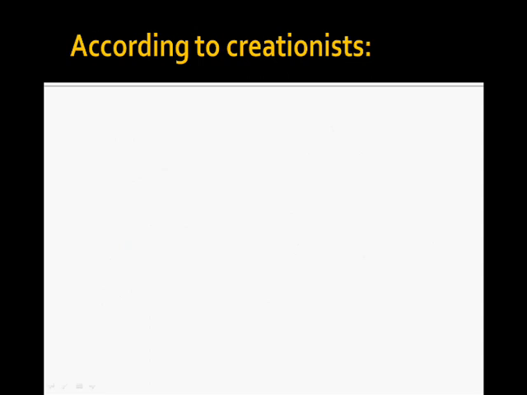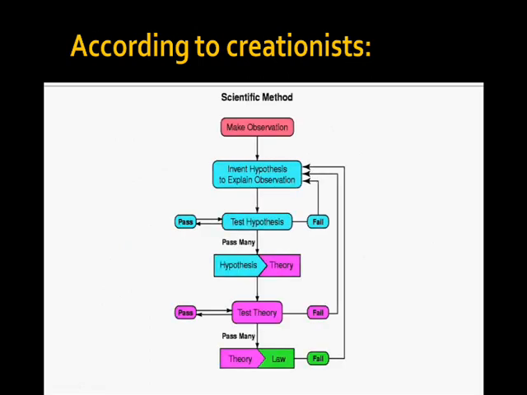And the creationists have their own view of the scientific method, which looks a bit like this. I got this from Eric Hovind's blog. If you're interested, just search for Eric Hovind blog. I was hoping for a bigger screen than this, but what this says is you start off with make observation, then invent hypothesis to explain observation. That's not too bad. Then you test the hypothesis, and if it passes many times, according to them, a hypothesis becomes a theory. Great, eh? You then test that theory many times, and if that theory passes many times, that theory becomes a law. And of course, this is completely wrong.